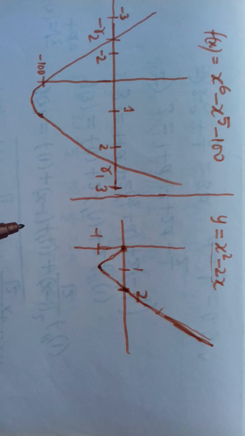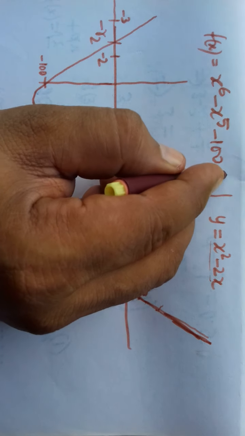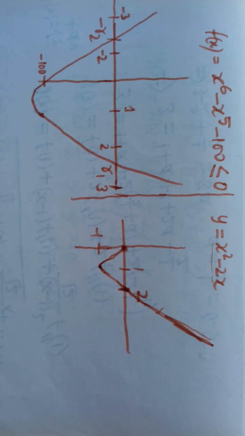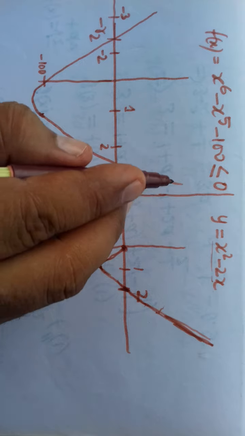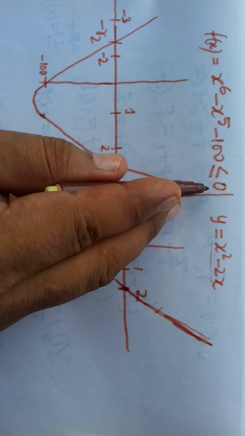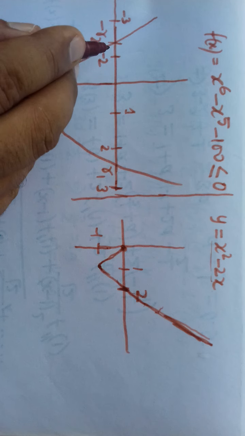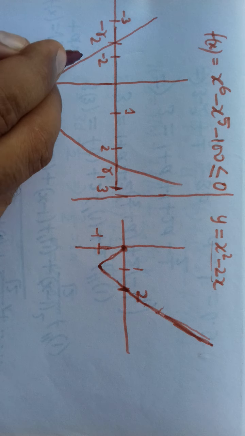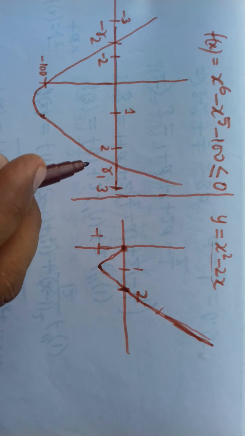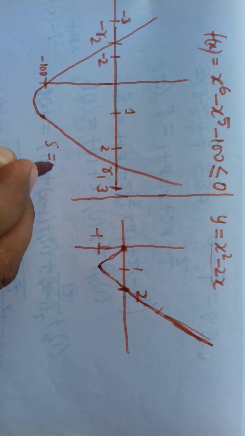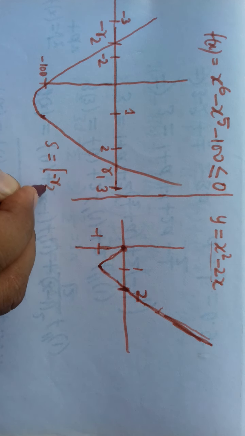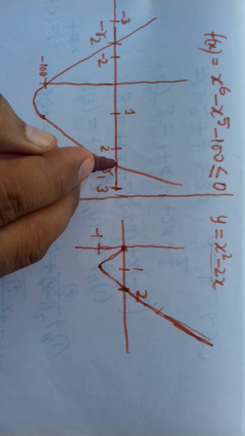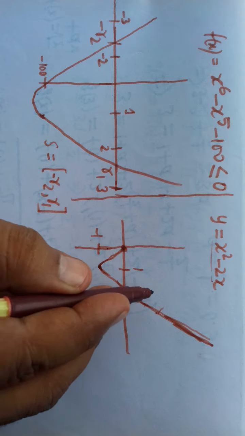Now let us see the first set. The first set is S. In the first set, this should be less than or equal to 0. See carefully. This means that you have to take either 0 or negative. You see that for this part, the graph is either negative or 0. So our set S is actually minus r2 to r1, from this point to this.